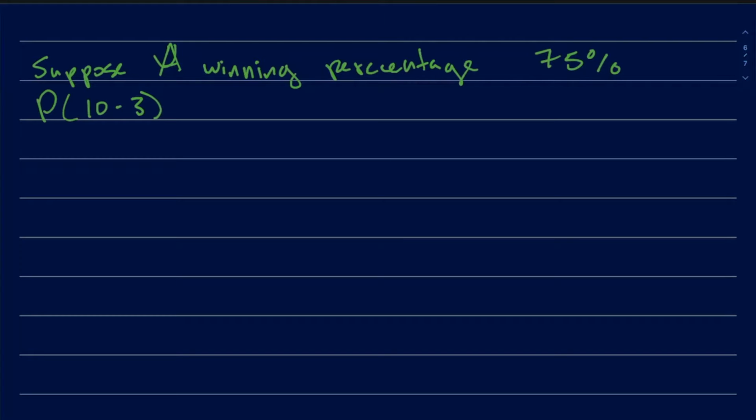So supposing that Auburn wins 75% of their games, what is the probability that Auburn will go 10-3 this year? All right, we can't solve this problem yet, but we're going to get there. So I want you to keep this in the back of your mind. Before we get there, let's think about it.